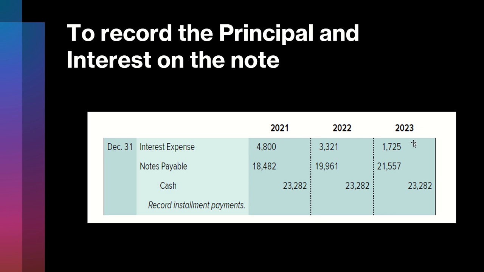2023, same thing but different amounts. Except for cash, cash is credited for $23,282. Out of that amount, $1,725 was debited to interest expense. $21,557, which is the difference between $23,282 and $1,725, goes towards notes payable, which is the principal balance. So this is it when it comes to long-term liabilities, specifically notes payable.